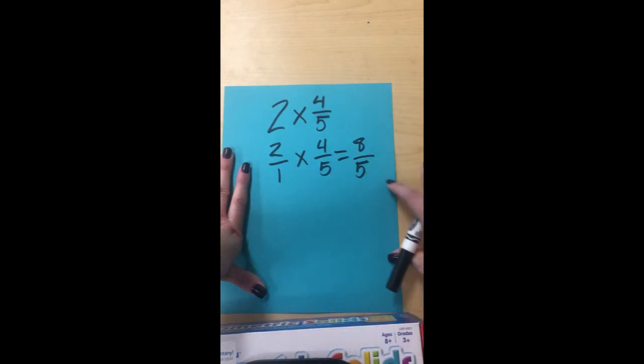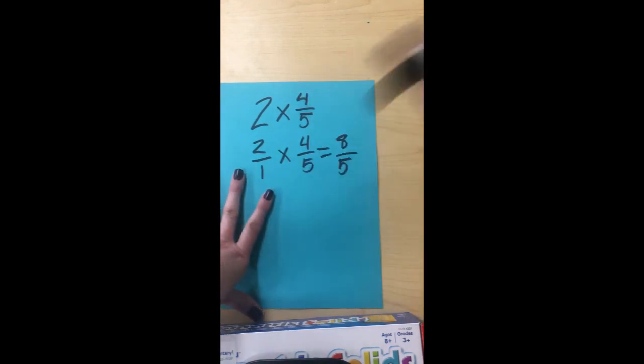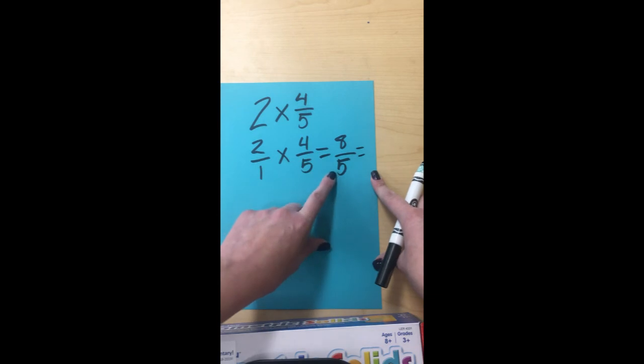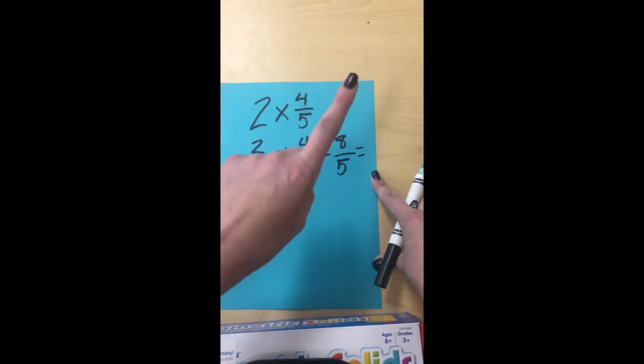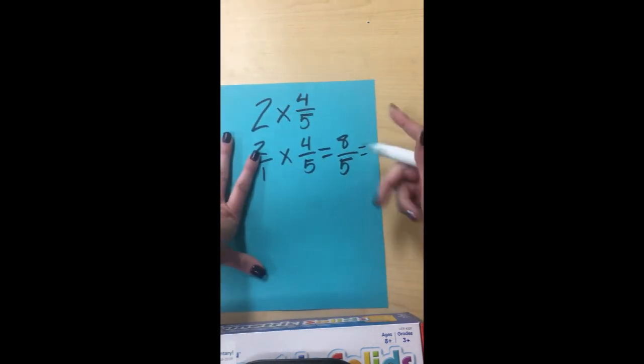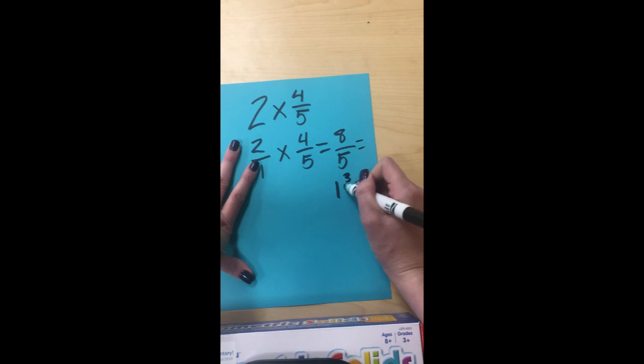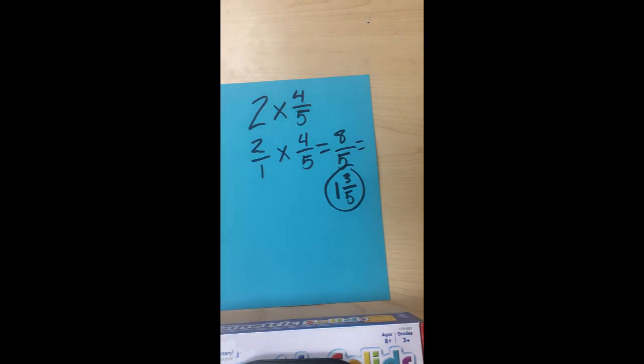So that isn't our final answer though, because we need to turn it back into a mixed number. So 5 goes into 8 once. If we said twice, it would be over that, so it's just once. And if we take a 5 out of 8, we're left with 3, or 8 minus 5 is 3. We leave it over 5, and that's our final answer.